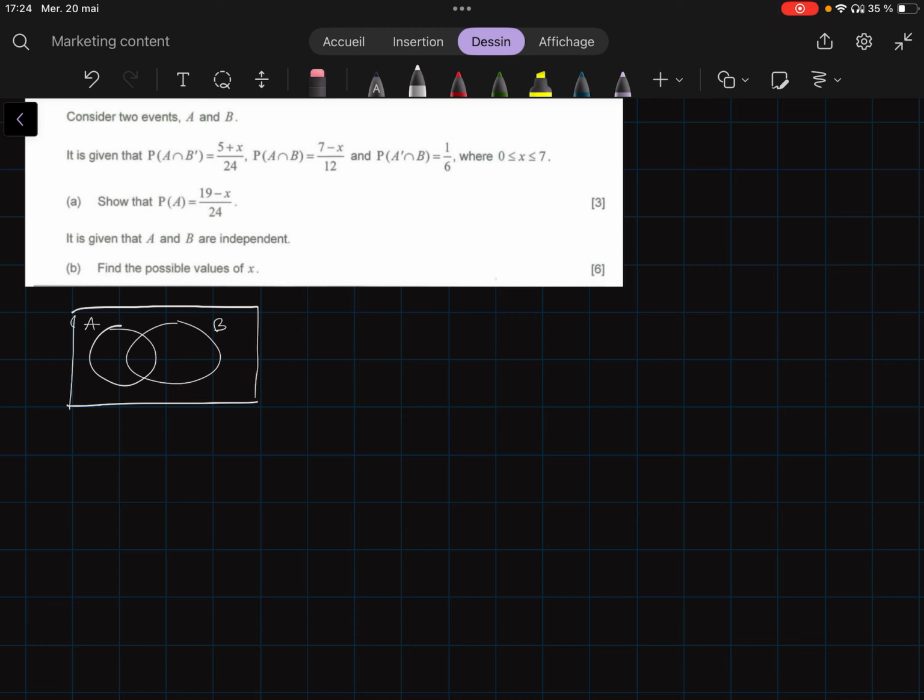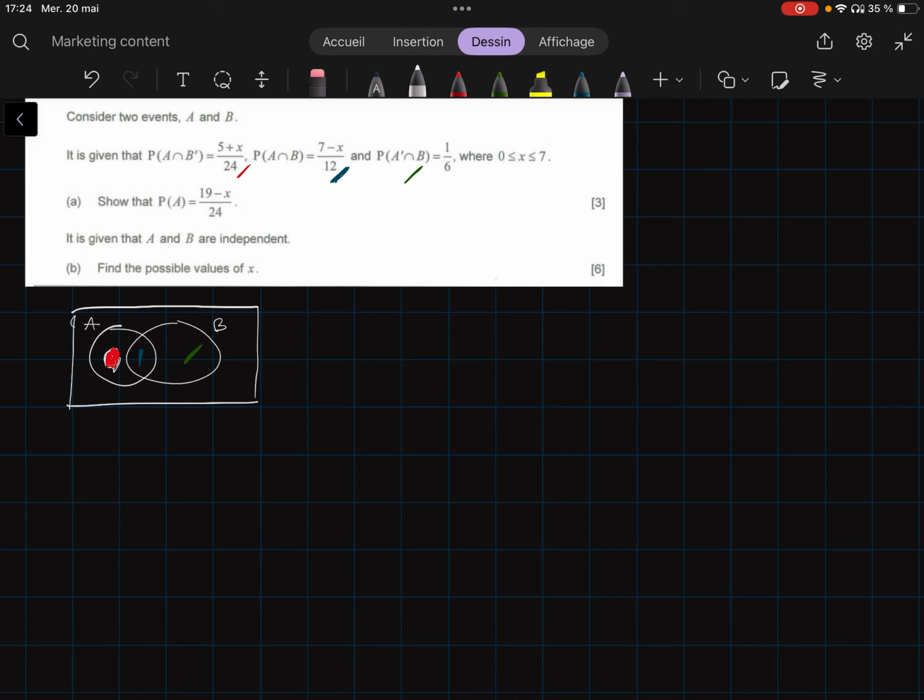We are given the probability of A intersecting not B. So this portion over here, I'm going to use the same color. So this is red, this is red. P of A intersecting B, that'll be the blue part. P of not A intersecting B, that'll be the green part. Lovely.